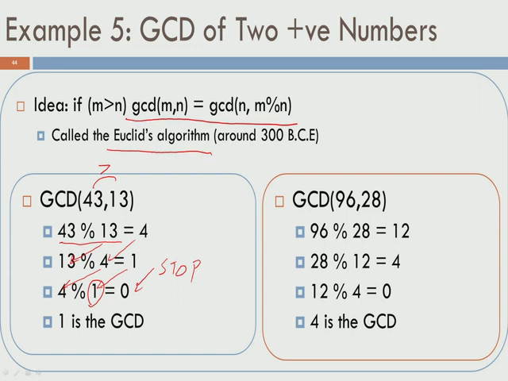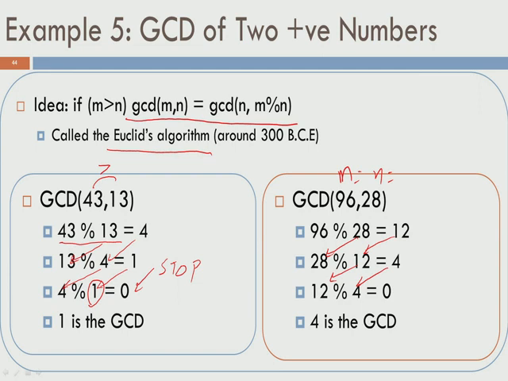Let us look at a different example. Let us say m equals 96 and n equals 28. We start with 96 percentage 28, so 28 times 3 is 84, therefore 12 is the remainder. Then you take 28 modulo the remainder that you got in the previous iteration. 28 percentage 12 is 4, and 12 percentage 4 is 0, and therefore 4 is the GCD.